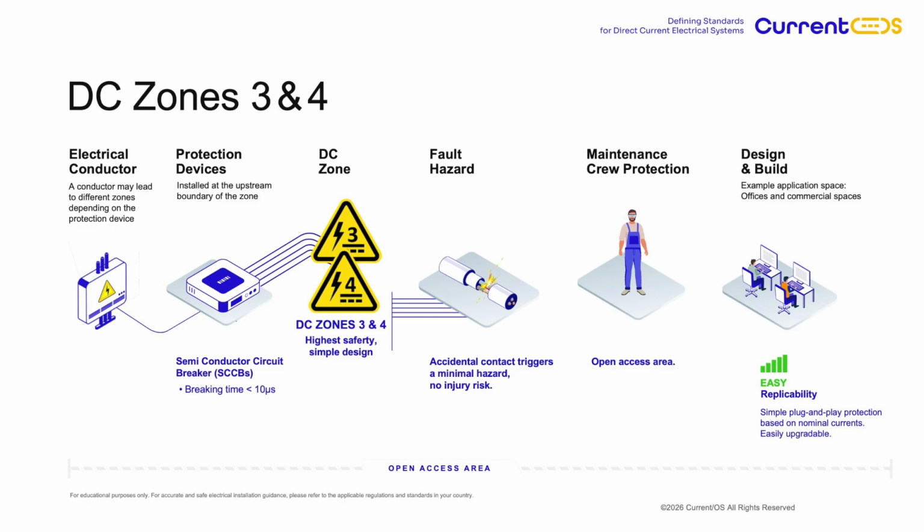Zones 3 and 4 are championed by Current OS. Together with enhanced safety, simplified design at nominal and flexible topologies makes Zone 3 and 4 uniquely suited for complex installations, offering groundbreaking benefits for commercial buildings. Benefits that are distinctly different and entirely new compared to traditional AC systems.